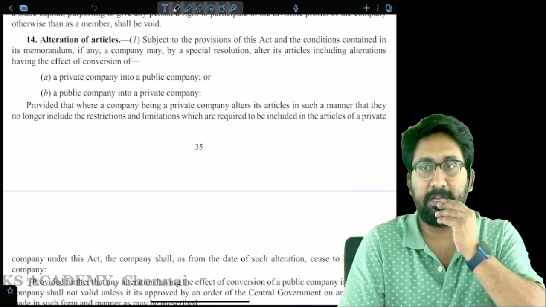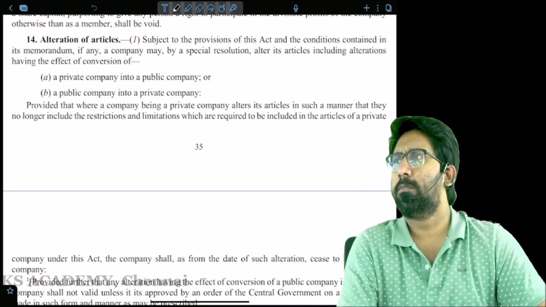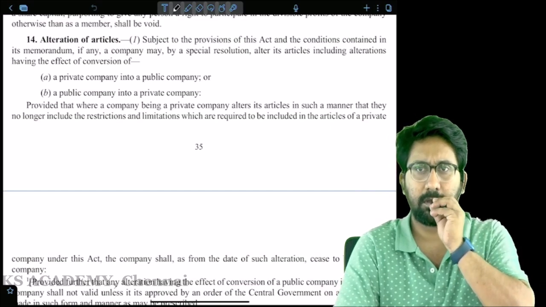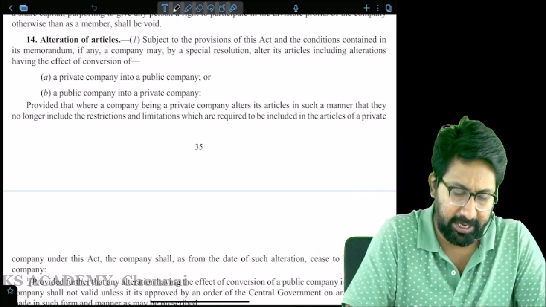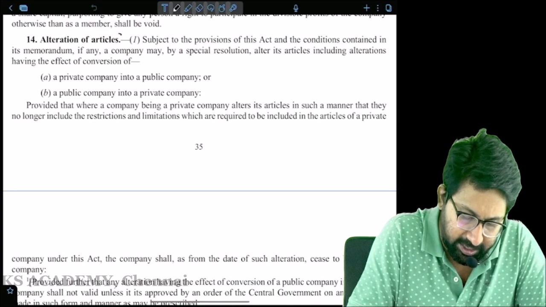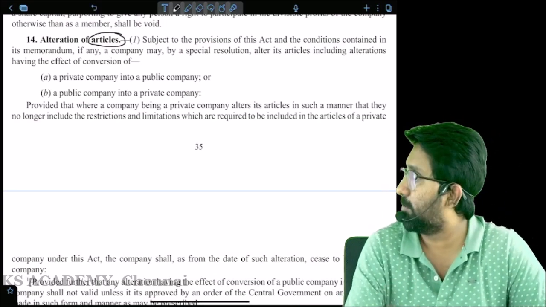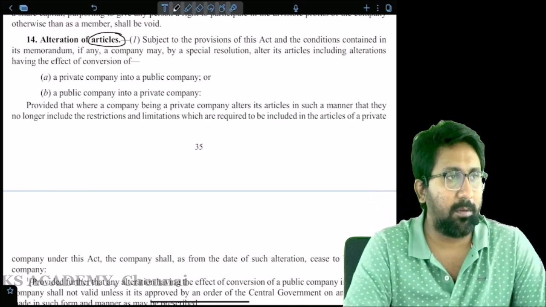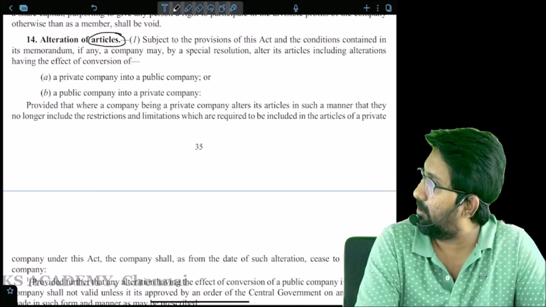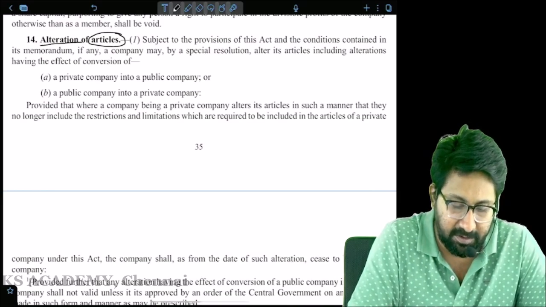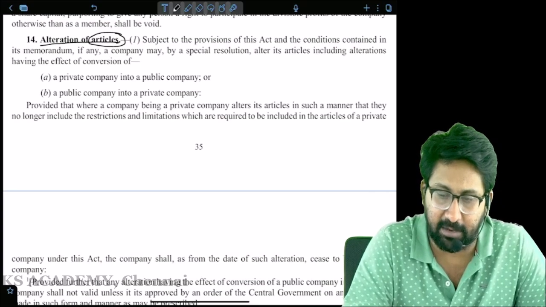So the topic is alteration of articles. The name of the topic is alteration of articles. So articles alteration will be discussed in this particular area.